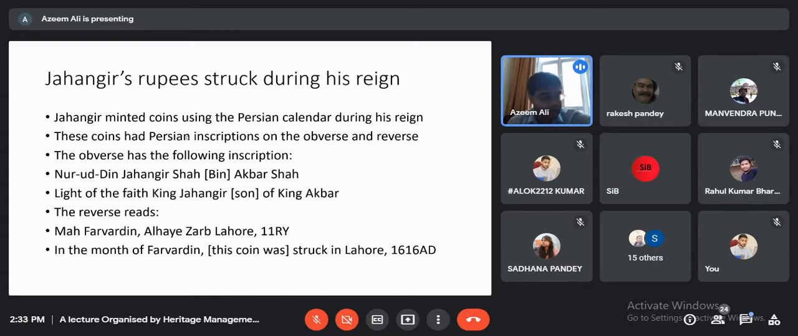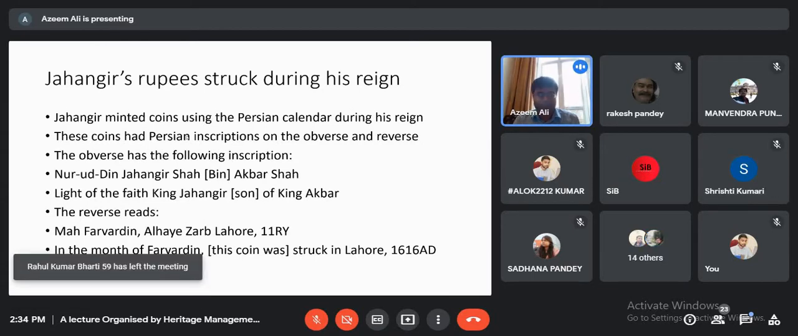And one of these coins, which is this one, has the following inscriptions. This is quite a rare one: Nuruddin Jahangir Shah, son of Akbar Shah, which means light of the faith, King Jahangir, son of King Akbar. And the reverse gives the month of Farvardin, from the Persian calendar, and the 11th regnal year in Arabic numeral script. This coin was struck in Lahore in 1616 AD, which corresponds to the 11th regnal year of Jahangir's reign.